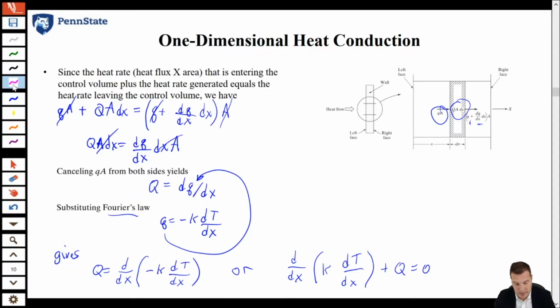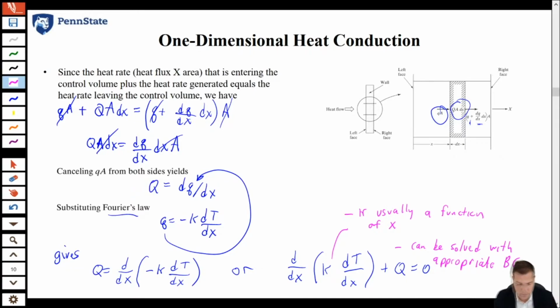Now, a couple of notes here. k is usually a function of x, and this can be solved with appropriate boundary conditions. So that's actually our governing equation for the one-dimensional heat conduction problem.